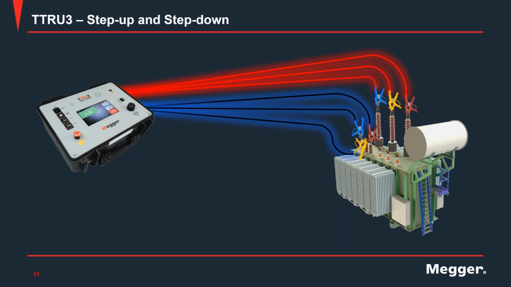Next is step up versus step down. This is great since you don't have to perform any change in connections, right? As you can see, the leads in the test are identified by high voltage and low voltage. If you want to perform step up, all you have to do is select that mode in the unit, and the unit will switch the voltage source to the low side.